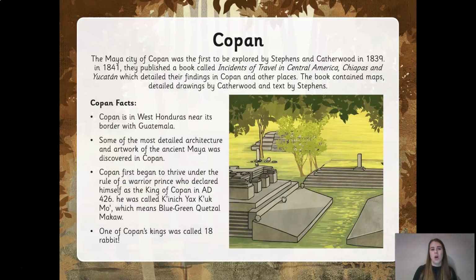Now, the Maya city of Copan was the first to be explored by Stephens and Catherwood, okay, and they actually published a book about it. And in that book, they detailed their findings in Copan and other places. Now, that book contains different maps, different drawings, and different texts that were written by Stephens and Catherwood.